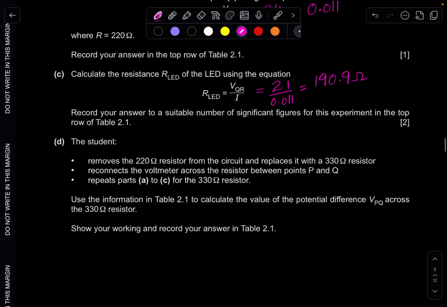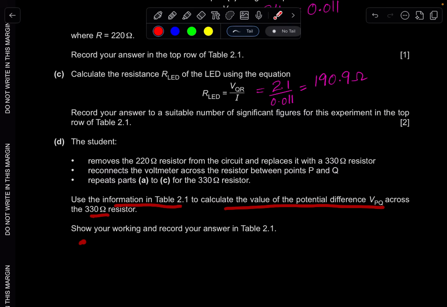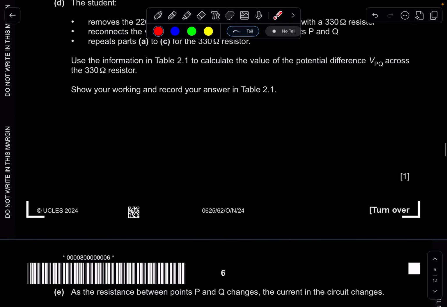In D part, what they're telling us is they have removed the 220 ohm resistor from the circuit and replaced it with a 330 ohm resistor. Reconnect the voltmeter across the resistor PQ. Repeat the part A to C for the 330 ohms. Use the information in table 2.1 to calculate the values of PQ across the 330 ohms. Show your working and record your answers in table 2.1.